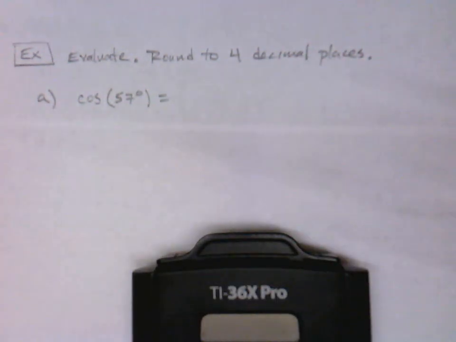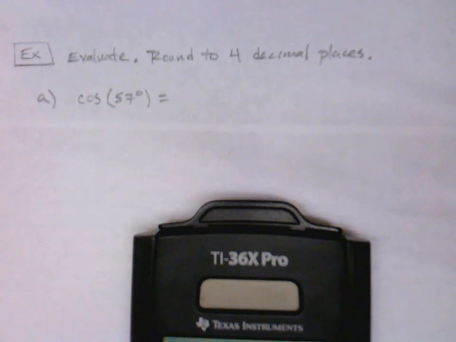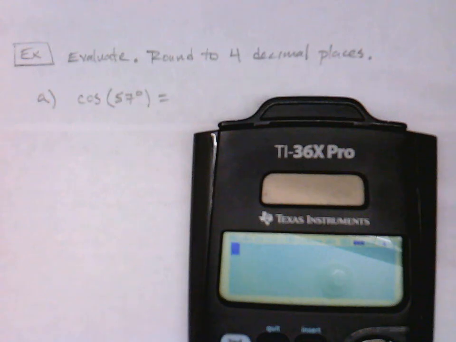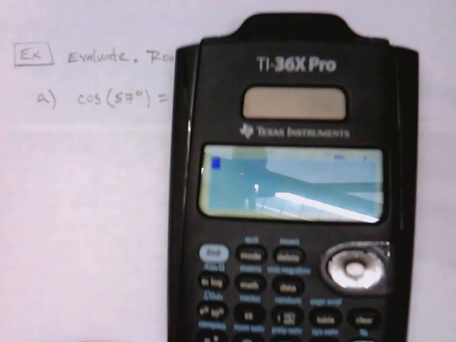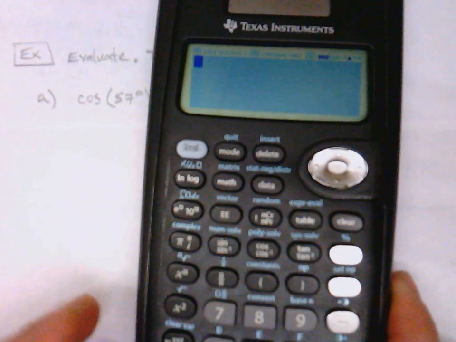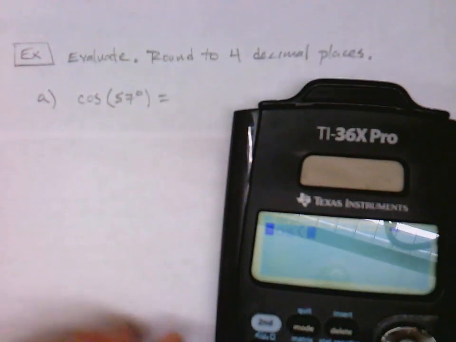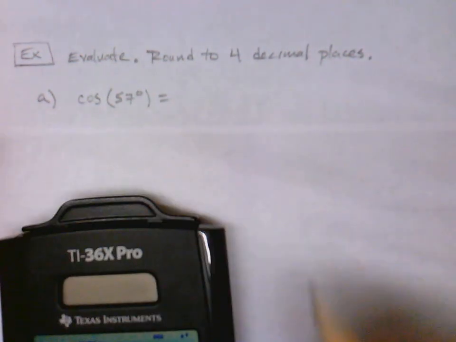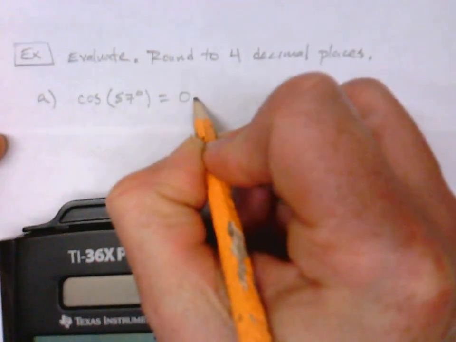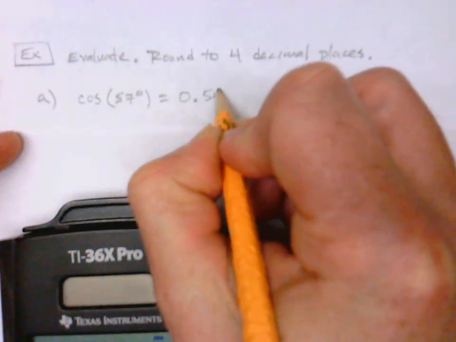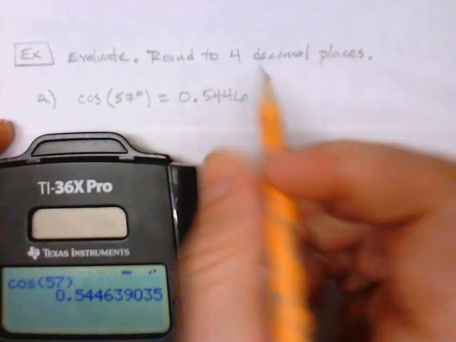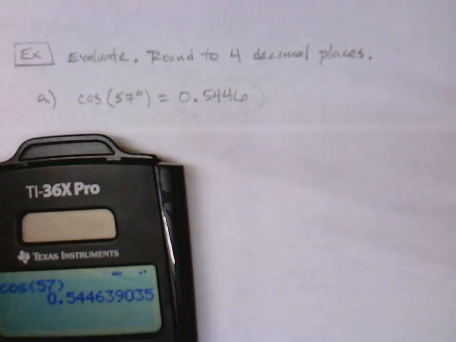So okay, cosine 57 degrees. Here we don't have any work to do. We just got to be familiar with our calculator. Find your cosine button. Mine, and oh, sorry, this is so blurry. My cosine button is right there. Cosine 57, if I'm in degree mode, gives me that answer. Round it to 4. Okay, 0.5446 will be that answer.